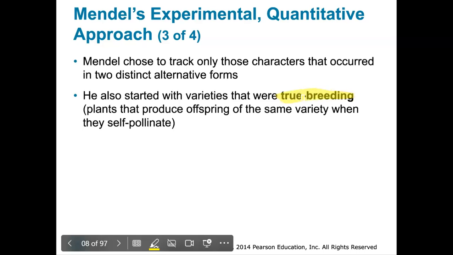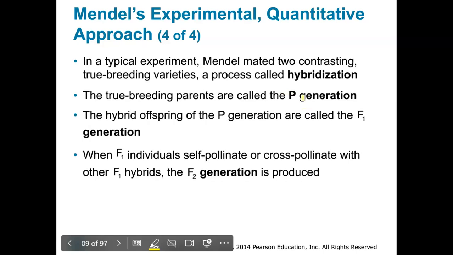The parent that had purple flowers was true breeding for purple flowers, and the one for white was true breeding for white flowers. So Mendel crossed or mated two contrasting true breeding varieties. One was white, one was purple, and you call this hybridization. A hybrid is just a cross between two distinct varieties.